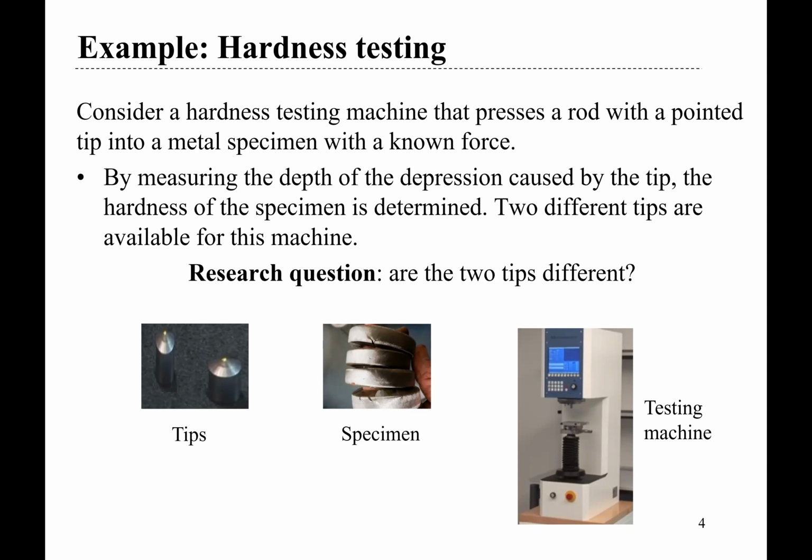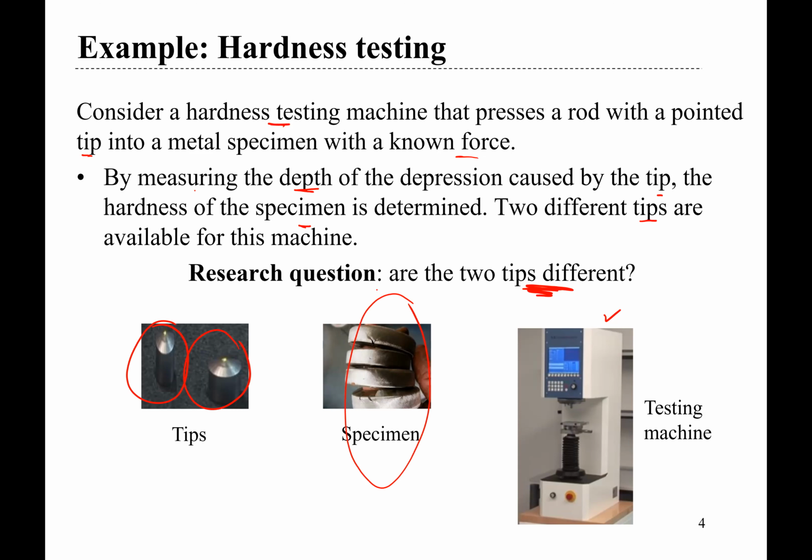Consider a hardness testing machine that presses a rod with a pointed tip into a metal specimen with a known force. By measuring the depth of the depression caused by the tip, the hardness of the specimen is determined. 2 different tips are available for this machine. The 2 tips are the 2 treatments. We need to know which one is harder. And we have some experimental units, like some specimens.